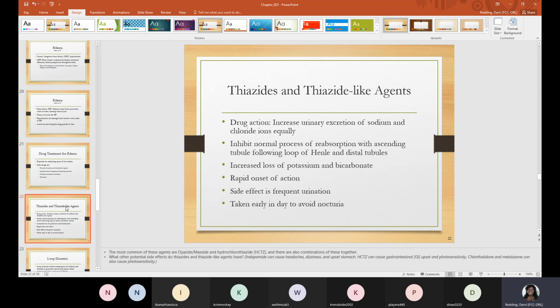The side effect of thiazide and thiazide-like agents is frequent urination. And it's important that you understand that it's taken early in the day to avoid nocturia, which would mean the person would be getting up, going to the bathroom constantly through the night. So it's important if a person is going to take this particular medication that they take it during the day, because if they take it at night, then they're going to be going to the bathroom a lot at night.